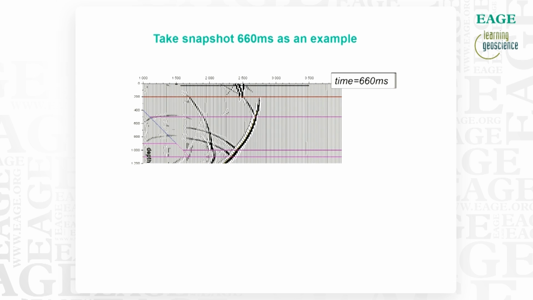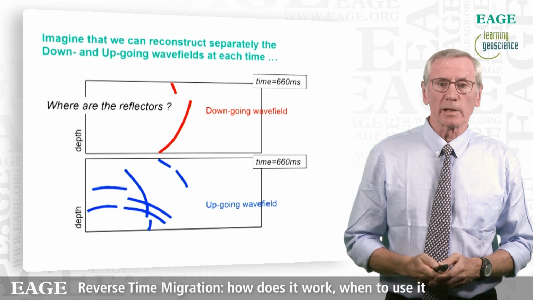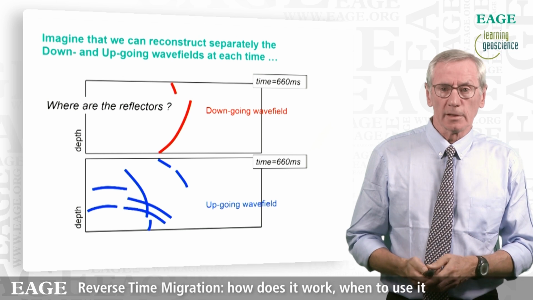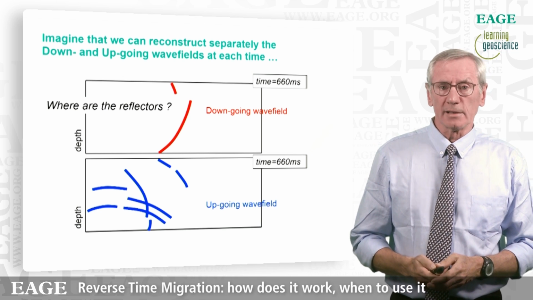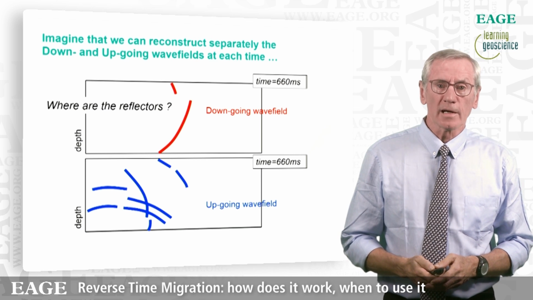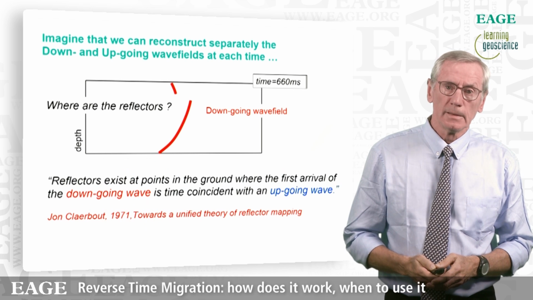For that, let us come back to a snapshot, say 660 milliseconds as an example. I highlighted in red and in blue the down and upgoing wave fields respectively. Imagine now that we can reconstruct separately the down and upgoing wave fields at each time, here 660. The trick of RTM is that we can deduce from these two fields if there are reflectors and where they are. How do we do it?